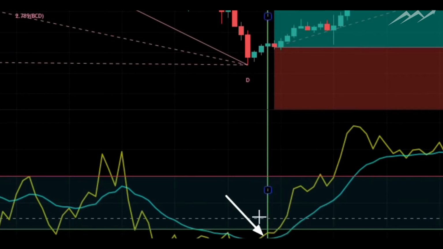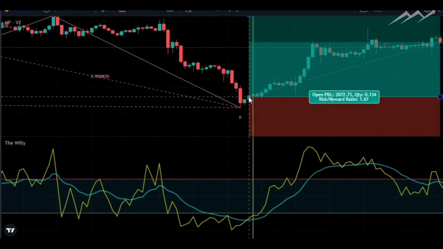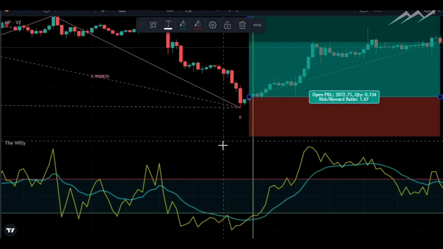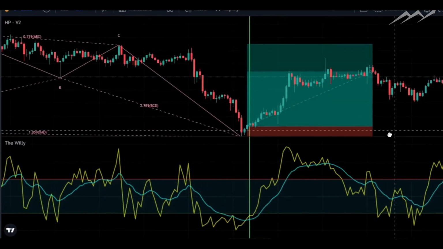Here, the yellow line crosses the blue line from the bottom up and confirms this buy signal in a timely manner. This is one of my most accurate personal strategies, which I gave you as a gift in this video.